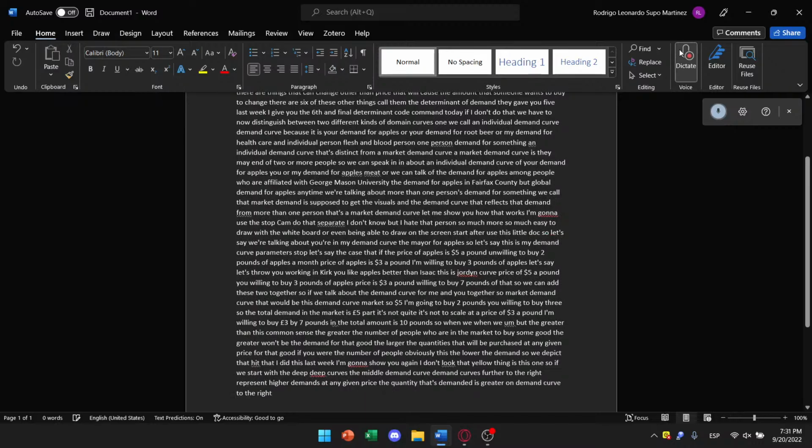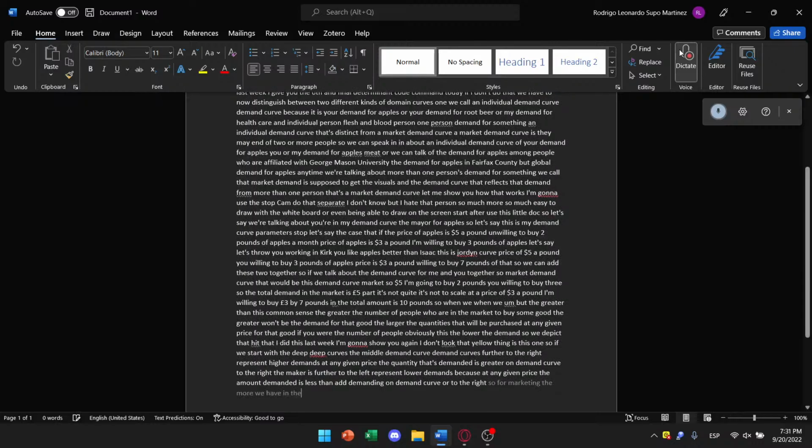Demand curves further to the left represent lower demands, because at any given price, the amount demanded is less than at demand curves further to the right. So for a market demand curve, the more people we have in the market, the further out is the demand curve.